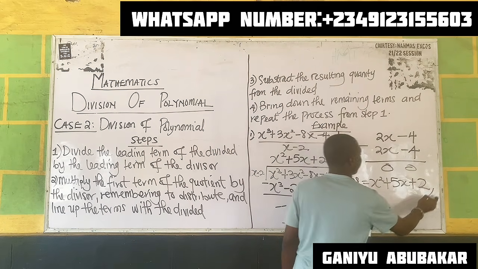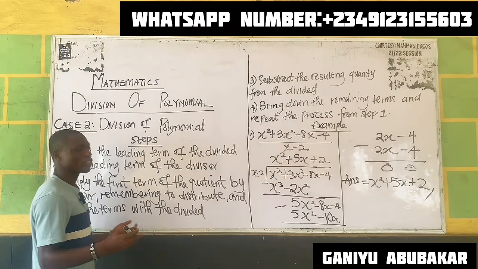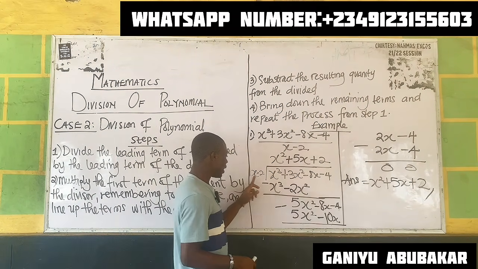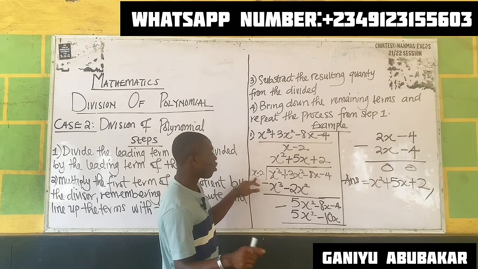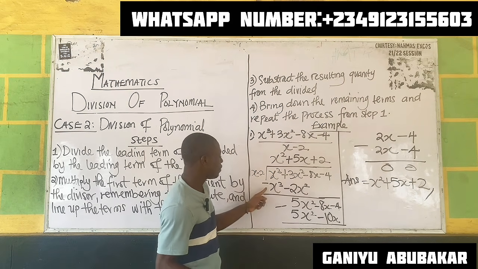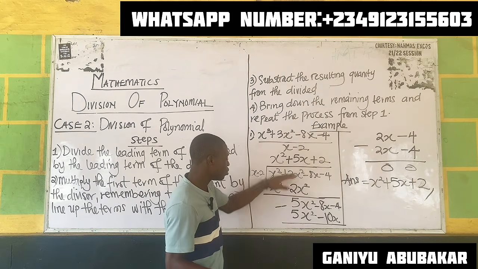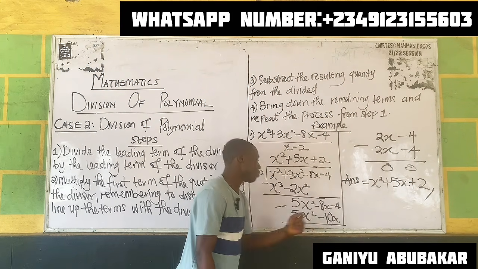All right, this is how you divide polynomials. As simple as this. The focus is on the leading terms. This and this gives you this one here. So divide this by this, put your answer up here. Multiply this value up here by the divisor. That gives you this. Subtract it, you have this one left. After subtracting, bring down the remaining one.